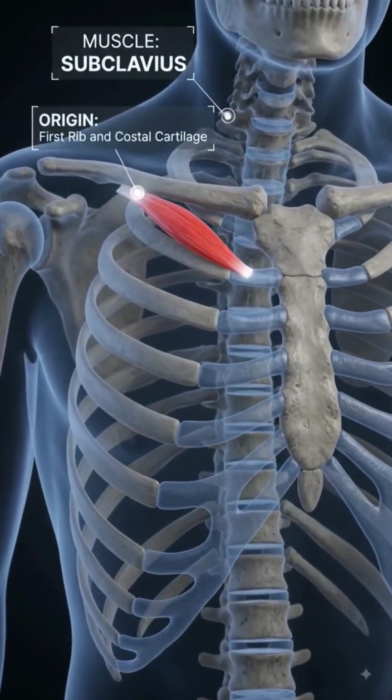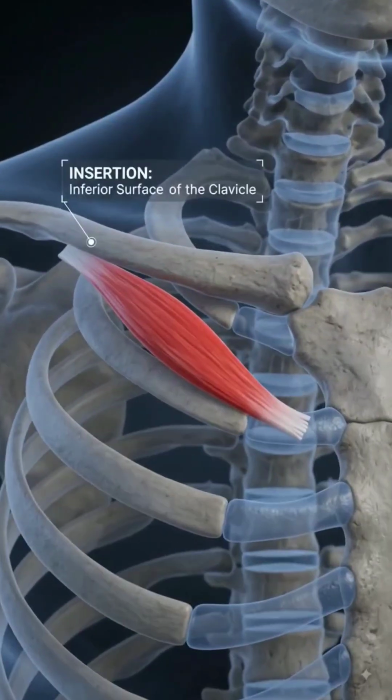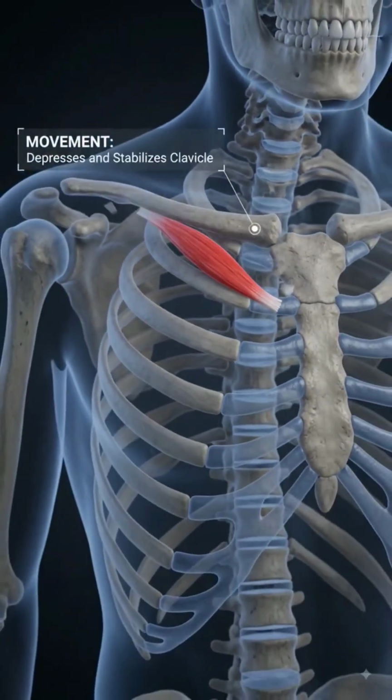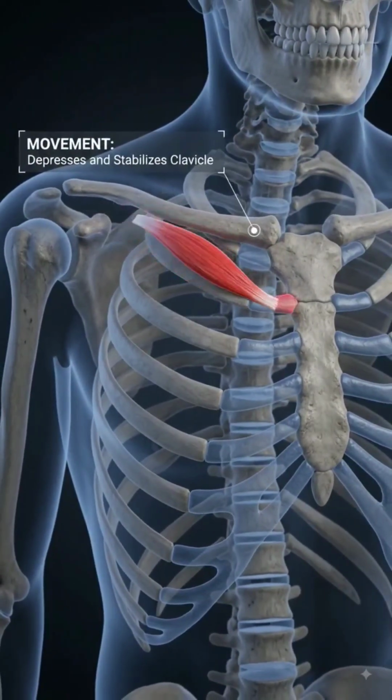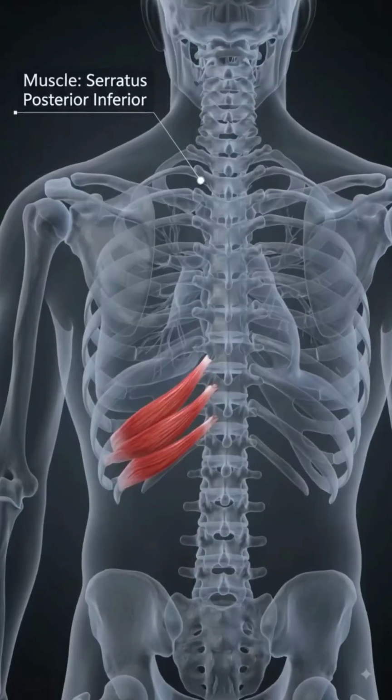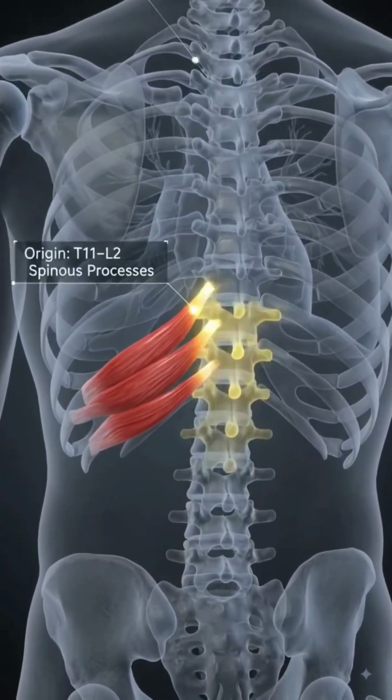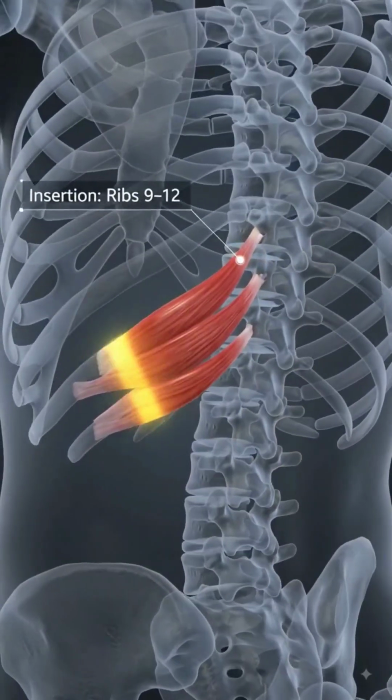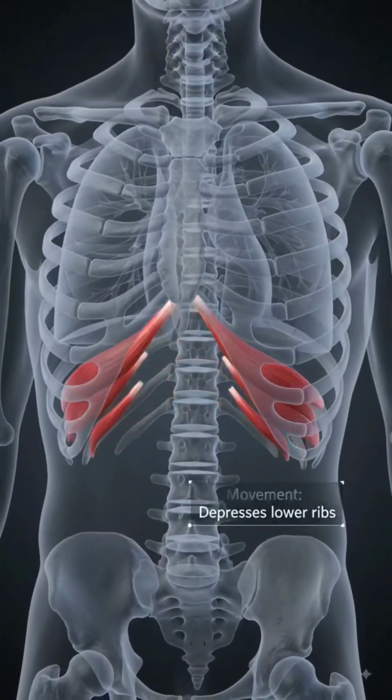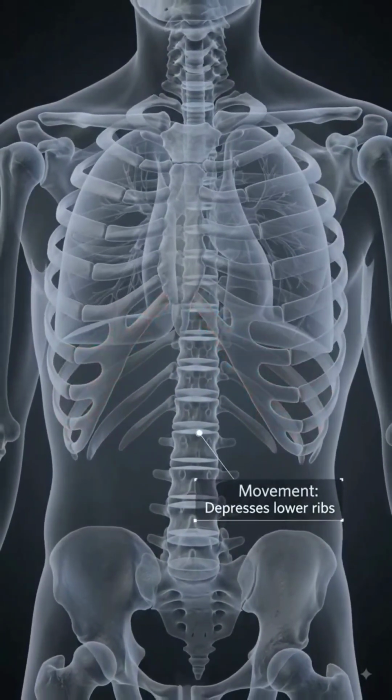Subclavius. Origin, first rib and costal cartilage. Insertion, inferior surface of the clavicle. Movement, depresses and stabilizes the clavicle. Serratus posterior inferior. Origin, T11 to L2 spinous processes. Insertion, ribs 9 to 12. Movement, depresses the lower ribs during forced expiration.